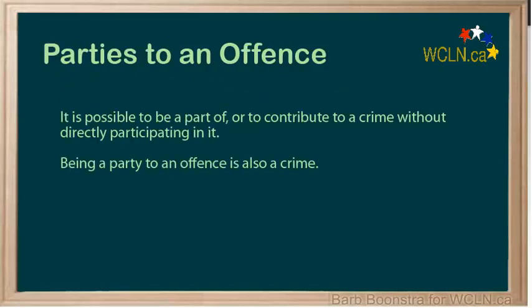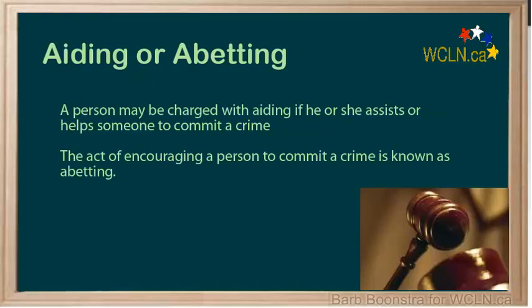It is possible to be a part of or to contribute to a crime without directly participating in it. Being a party to an offense is also a crime. It could be aiding and abetting, accessory after the fact, or being part of organized crime. A person may be charged with aiding if he or she assists or helps someone to commit a crime. For example, Troy robs a store while Raj keeps a lookout for the police. Raj can be charged with aiding Troy in his crime.